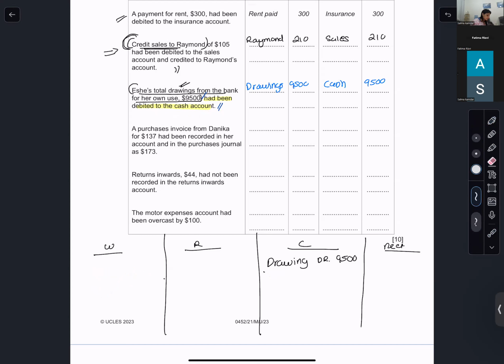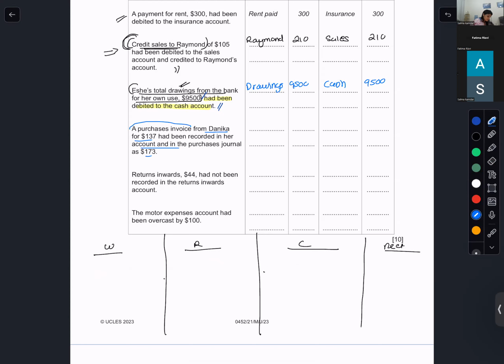Yeah. Come on, Fatima, read the next part. A purchases invoice from Danica for 137 had been recorded in her account in the purchases journal as 173. So that's error of original entry, I think. It is wrong amount. Now come on, tell me what happened.